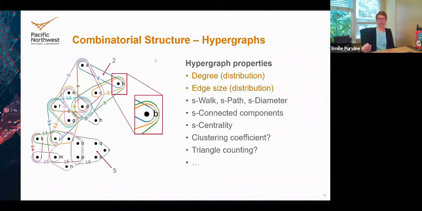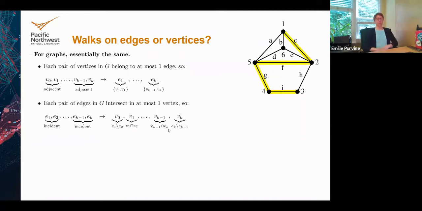This is something that is kind of meaningless in a graph because all edges are size 2. But here, of course, we can have edges that are larger. And in order to talk about the next 3, I'm going to dive into them a little bit more and talk about what we mean by walks, paths, diameters, and so forth in the context of vertices versus the context of edges. So in a graph, a walk is a walk is a walk.